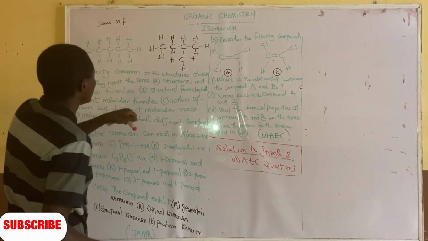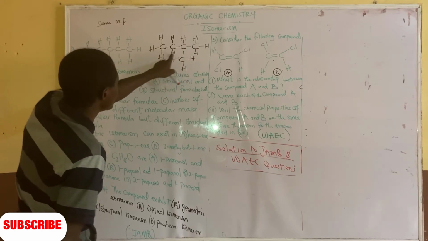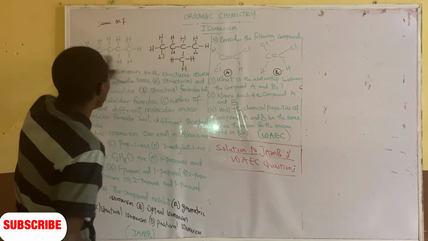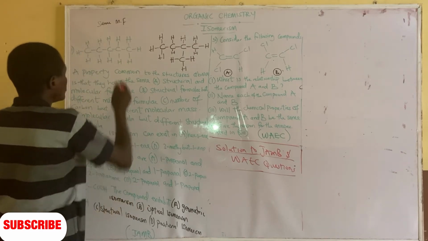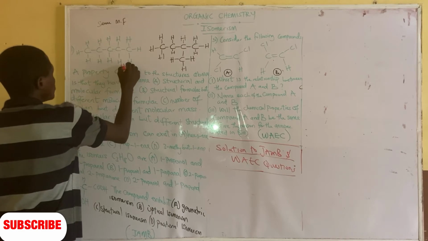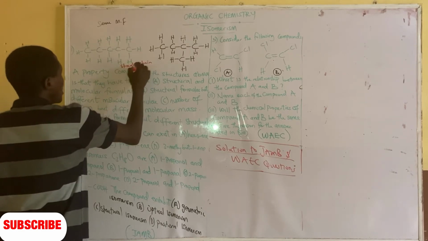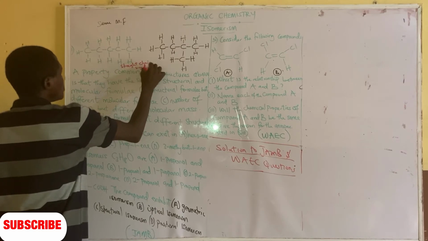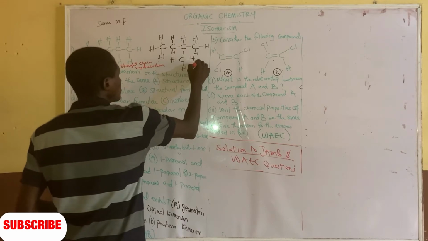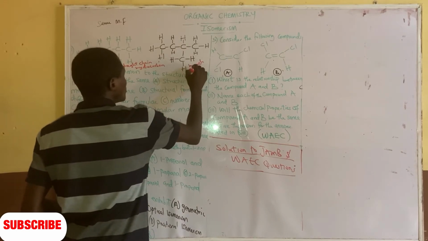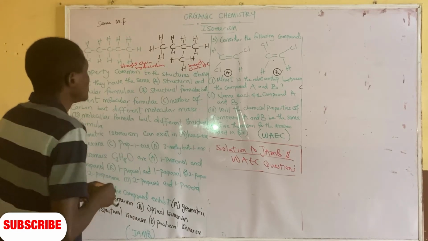But the structures are different. Look at this. This one has the methyl attached to the chain, and this one is just a straight chain. This is a straight chain hydrocarbon. This is a branch chain hydrocarbon. You can see that there are two different things in terms of structure.